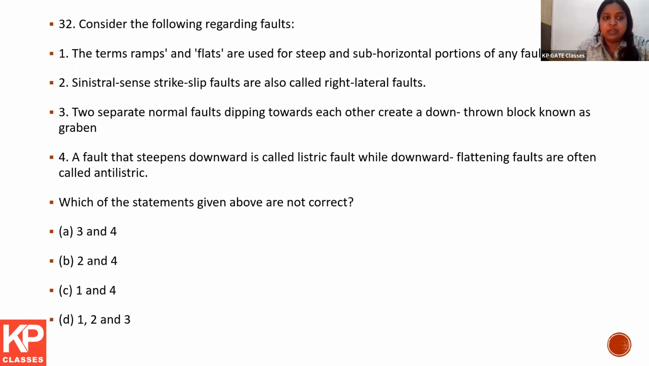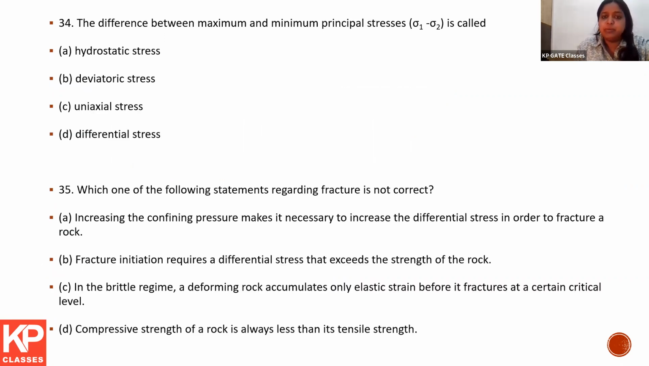Now the next question. Difference between maximum and minimum principal stress is differential stress. Very direct question. Which one of the following statements regarding fracture is not correct? Increasing the confining pressure makes it necessary to increase the differential stress in order to fracture a rock. It is a correct statement. Fracture initiation requires a differential stress that exceeds the strength of the rock. It's correct. In the brittle regime, deformation rock accumulates only elastic strain before it fractures at a certain critical level.